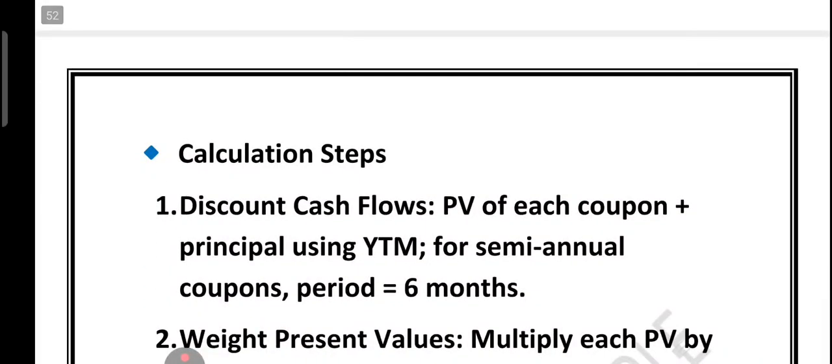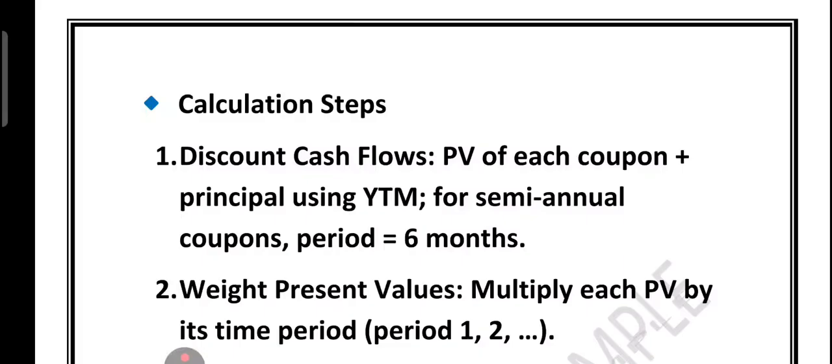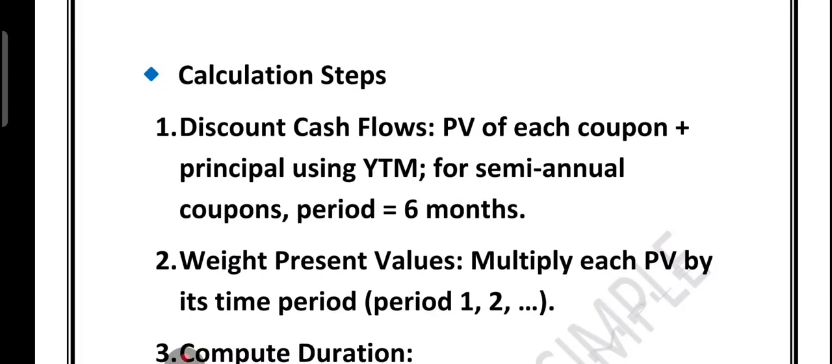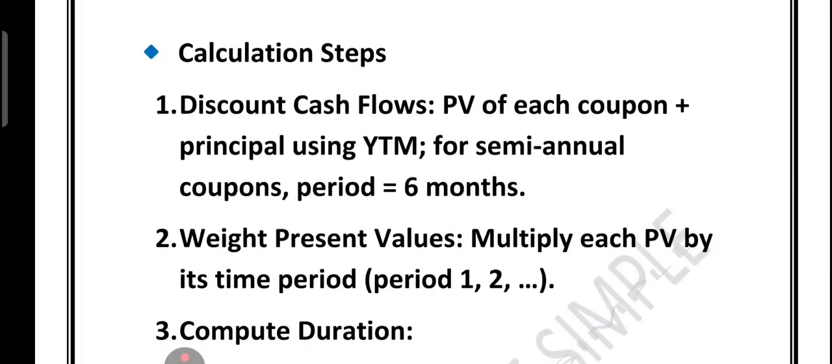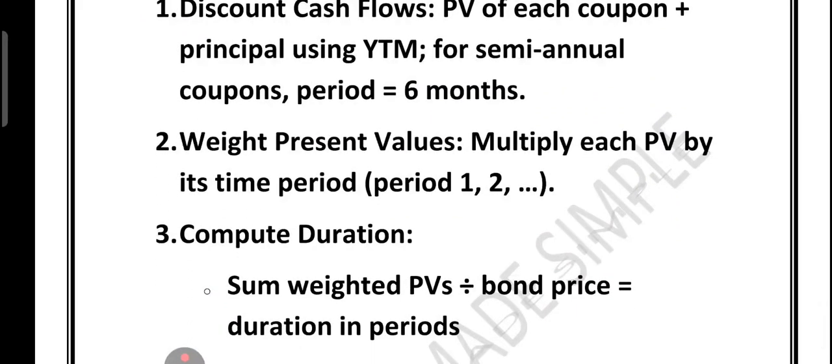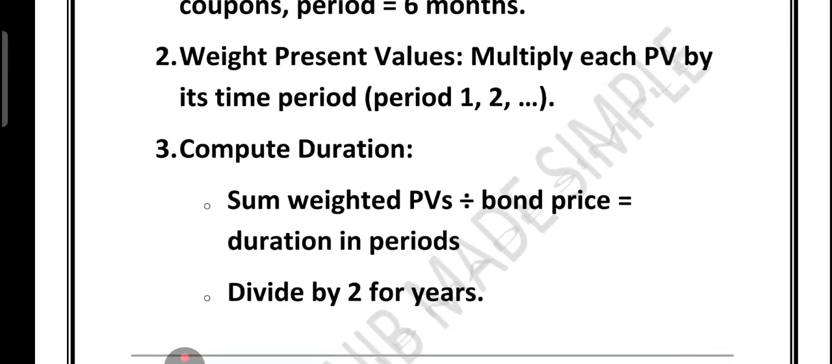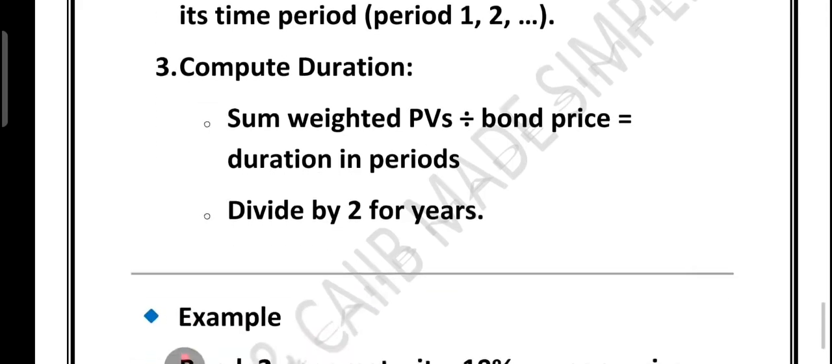So how to calculate the duration? Very simple. First of all, we discount the cash flows. We use the bond YTM to bring every coupon and the principal to present value. For semi-annual coupons, we treat each 6-month period as one period. Then we find the weight of the PV. We multiply the PV by the time period. You add all the weighted PVs and divide by the bond price, and that will give you the duration in periods, divided by 2 to get years if semi-annual.